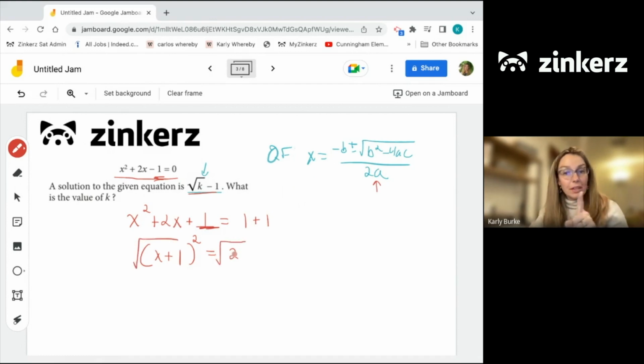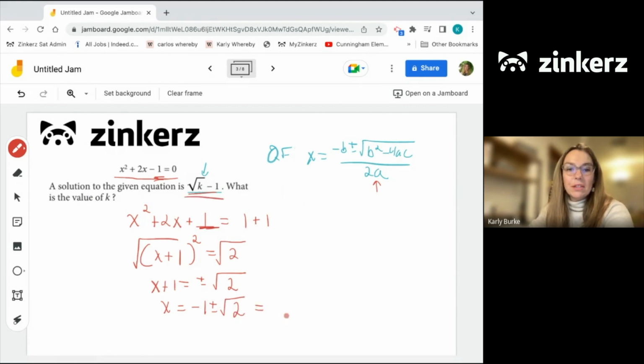Now solving this, we take the square root of both sides. Don't forget, when you take the square root, you end up with plus or minus the square root of 2. And now we end up with x is equal to negative 1 plus or minus the square root of 2, which can be rewritten in this form as the square root of 2 minus 1. And it's plus or minus the square root of 2. So here, the value of k is just under the radical. So k is equal to 2.